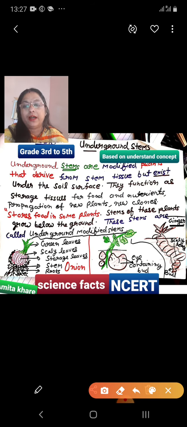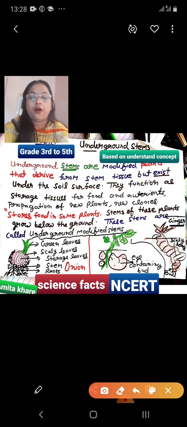Today's topic is underground stem and how we can define modified underground stem. This topic is very important for grades 3rd and 5th based on the NCERT pattern. So let's start. This slide is shown on your screen.